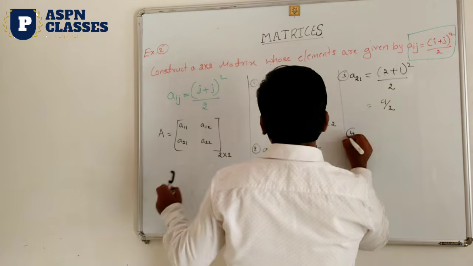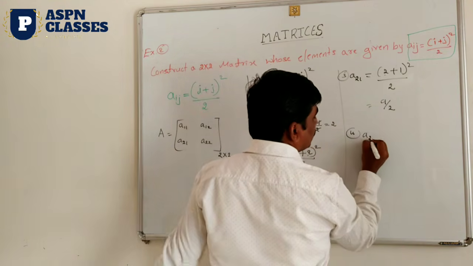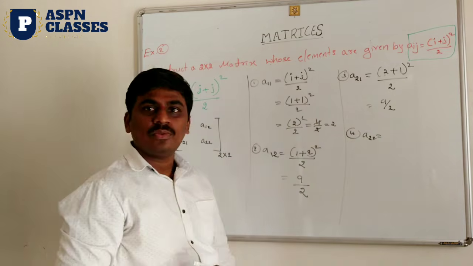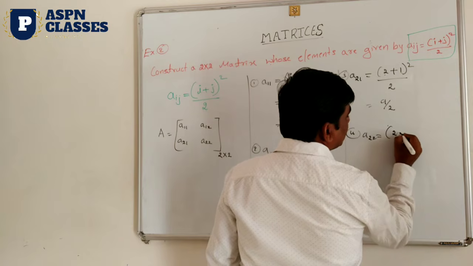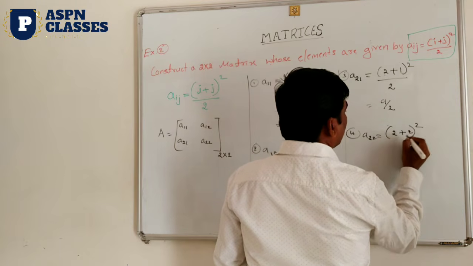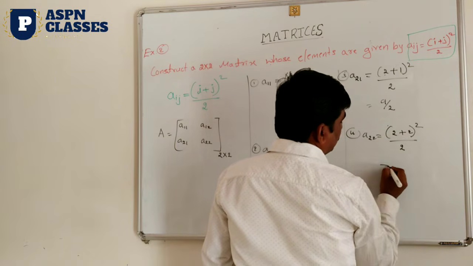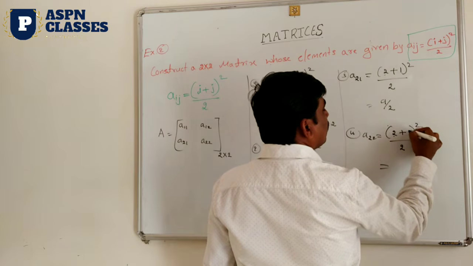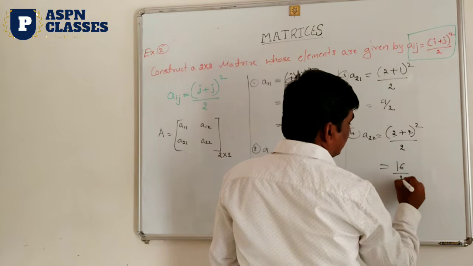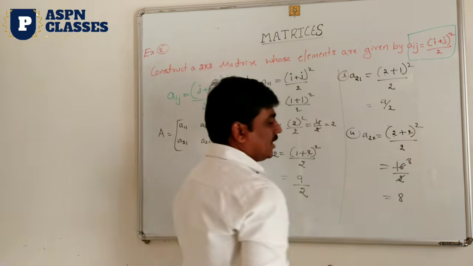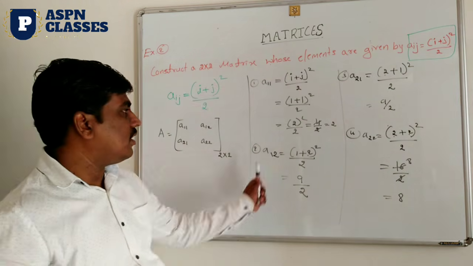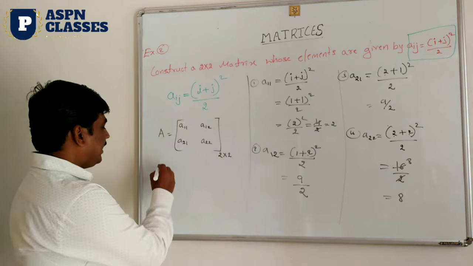Next, the last one, the fourth element. a22. a22 means i is also 2 and j is also 2. Now you have to fill in here: (2 plus 2) whole square divided by 2. So 2 plus 2 is 4. 4 square is 16. 16 divided by 2 is 8. So the answer is 8. After finding all the elements, finally you have to write this result.